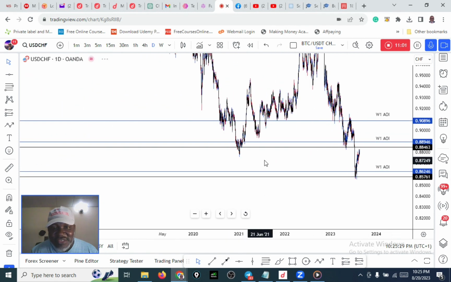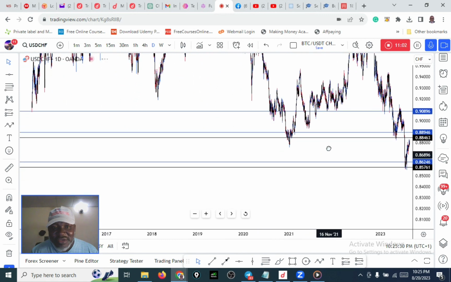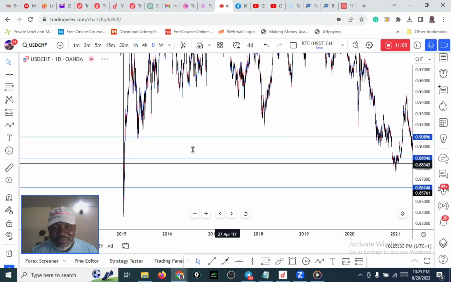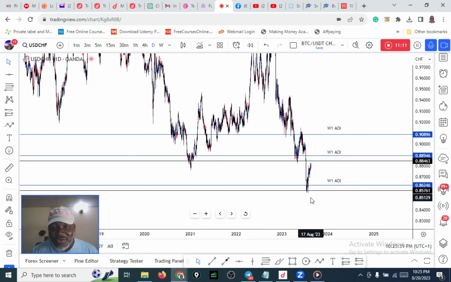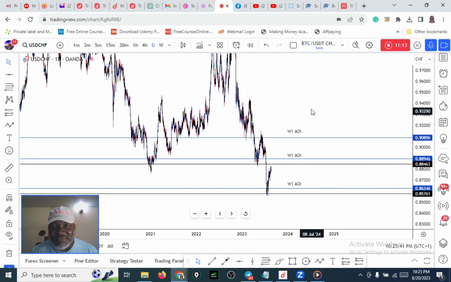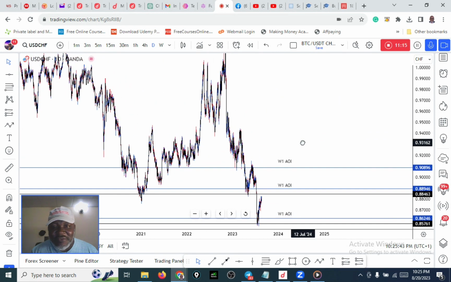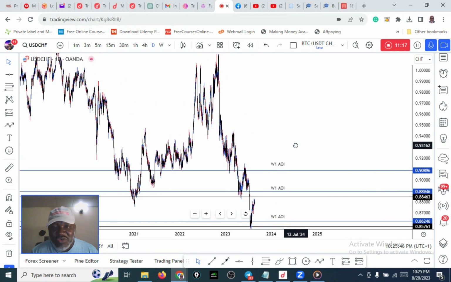Let's look at the other levels. The other levels are also valid here. You can see price reacted off this level. So these levels are key levels. For now, I think that is what we have.